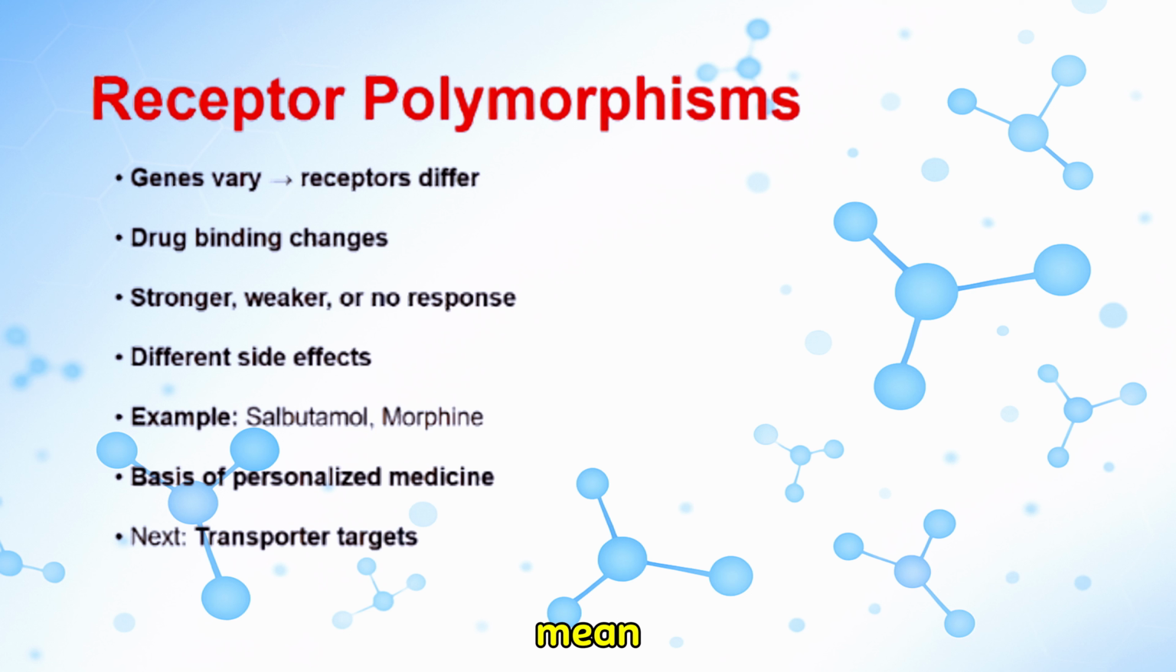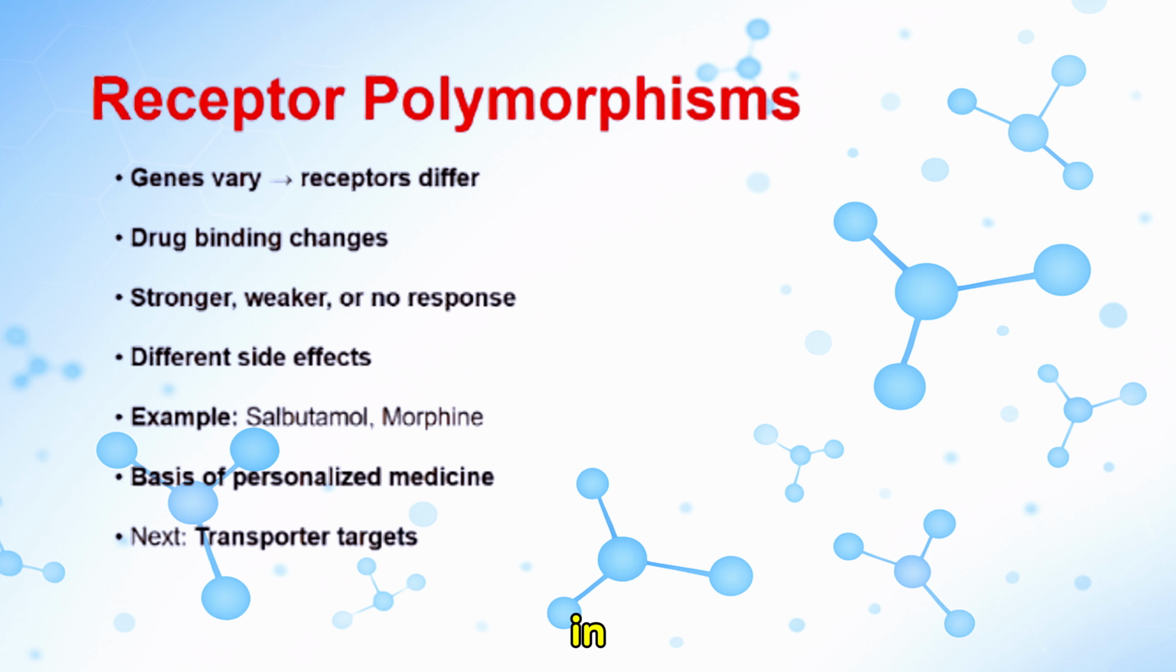These differences mean some patients may have a stronger response to a drug, while others may see little benefit. Some people may also experience side effects that others do not. Understanding receptor polymorphisms is very important in personalized medicine. Personalized medicine aims to tailor treatments to each individual's genetic makeup. This approach helps choose the right drug and dose for the best effect, with fewer side effects.